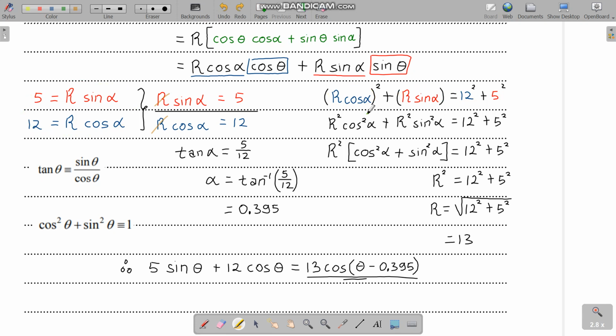So we square: r squared cos squared, r squared sine squared, and we can pull out the r squared, factorize, and again this is 1 because of the MF19 formula, which means r is the square root of, use your calculator, you get 13. So we have the r and the alpha. This is the final answer.